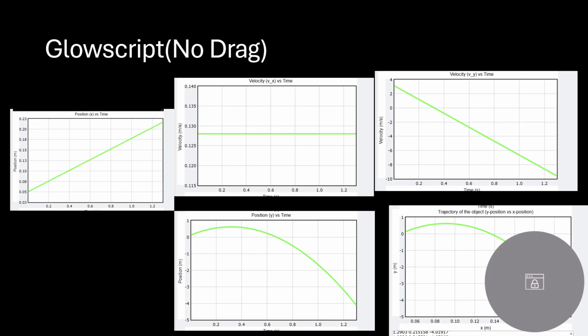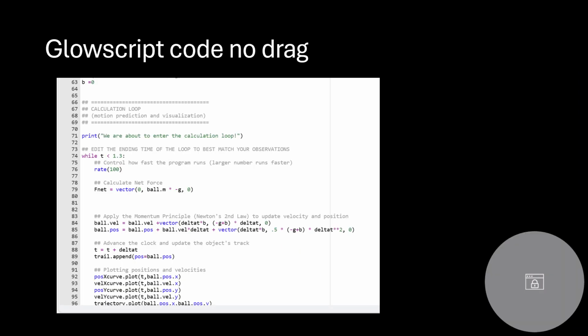Here's my GlowScript no drag. As you can see, the y velocity is not changed, however the x velocity is changed as there is no longer a net force working on it. Here's my GlowScript code no drag. It was pretty similar. The only thing I changed is I commented out the drag force line.